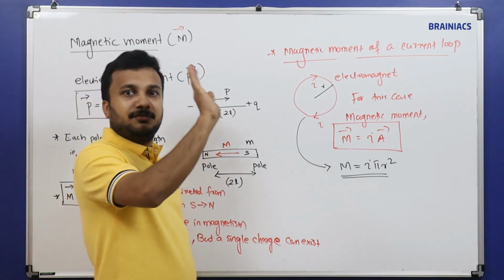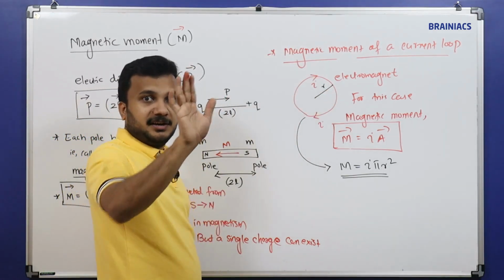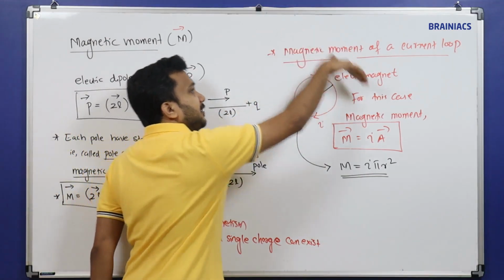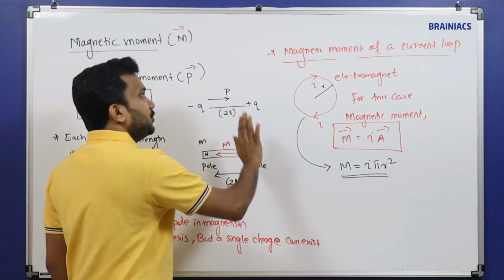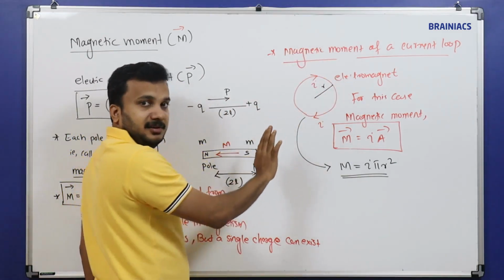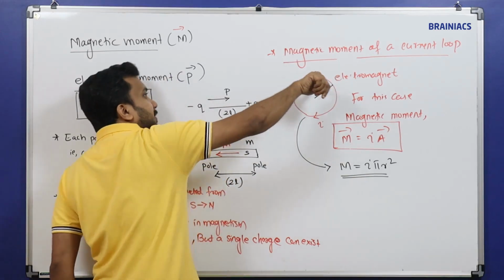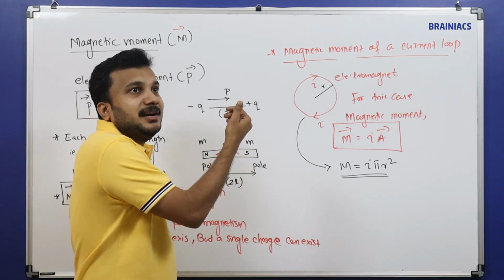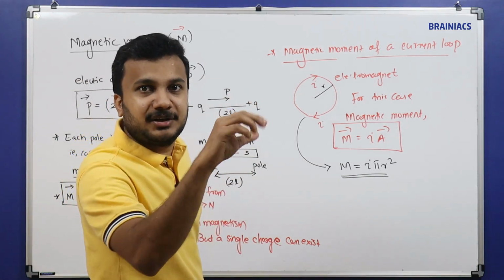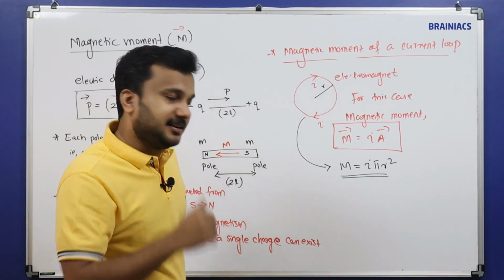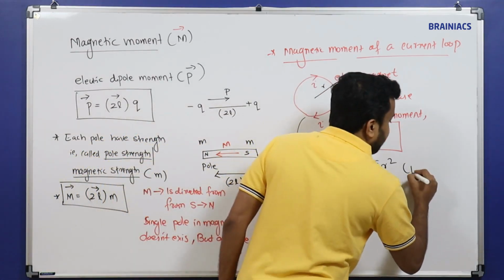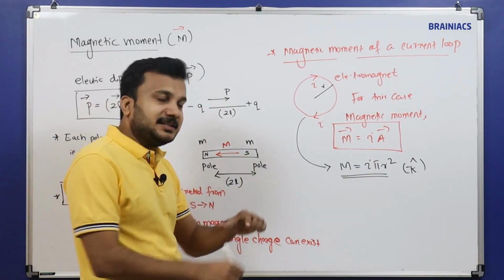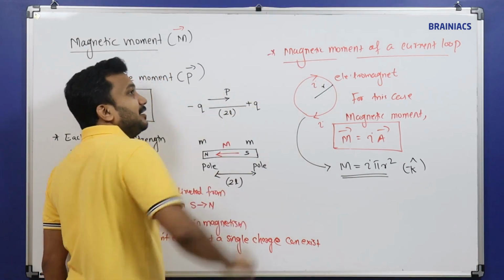To find that out, we will use the right hand curling rule. Right hand curling rule means you rotate all four fingers in the direction of current. My current direction is going like this, so I am rotating like this. My thumb is pointing inside. Outside is plus k, plus z direction, and inside is minus k direction. So here the direction of magnetic moment is minus k cap, because it is inside. I am using the right hand curling rule.